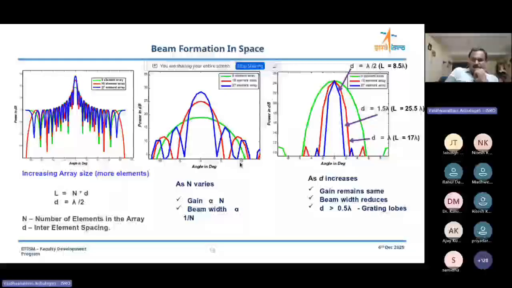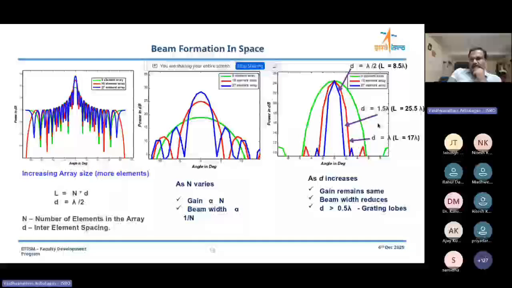Similarly, if the D increases, then the length of the array will also increase, whereas the number of elements is fixed. So in this case, if the D increases, the gain remains constant because the number of elements which are radiating remains constant. So the gain of the antenna becomes constant, whereas the inter-element spacing increases, which will result in a grating lobe.